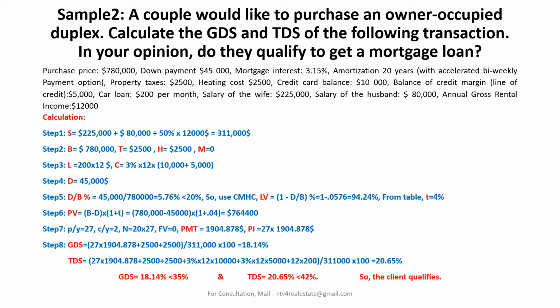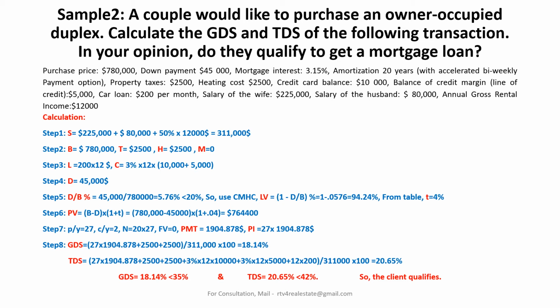Step 6, PV equals B minus D, into 1 plus D equals 780,000 minus 45,000 into 1 plus 4% equals $764,400. Step 7, P by Y equals 27, C by Y equals 2, N equals 20 into 27, FV equals 0, PMT equals $1,904.878, PI equals 27 into $1,904.878.